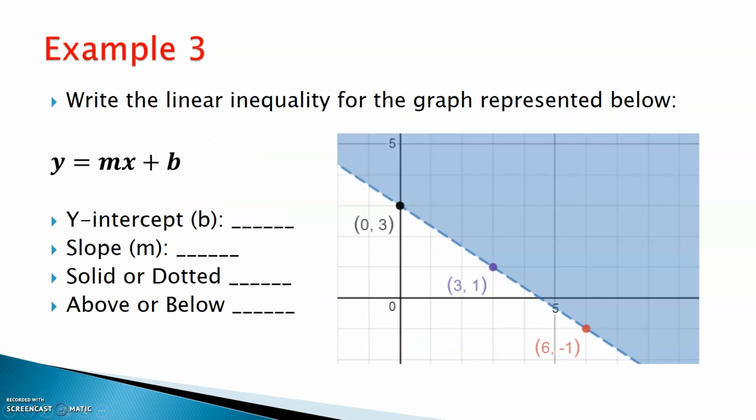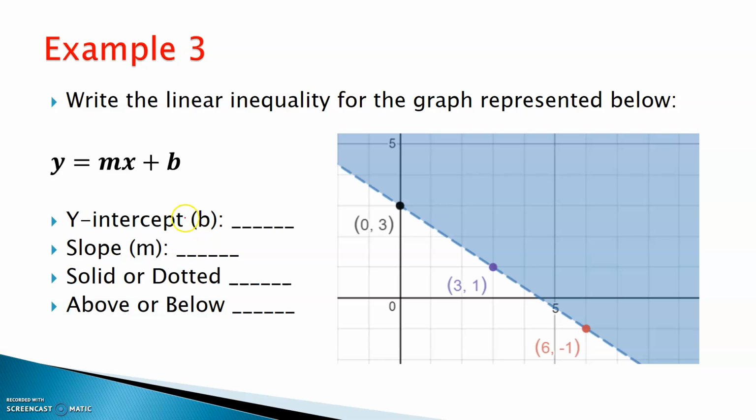Okay, now here's the new stuff for today. We're going to go ahead and do it backwards. So I give you guys the graph, right? So it says now write the linear inequality for the graph represented below. So I still want to write it in that y equals mx plus b, but of course not an equal sign because there's shading and it's a dotted line. But let's see what I can start to pick out.